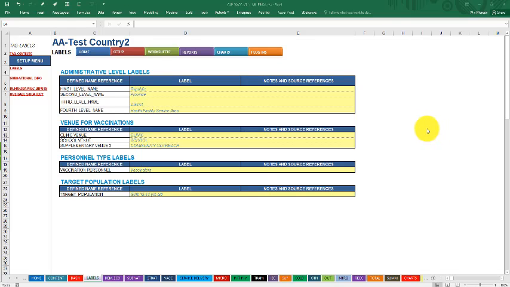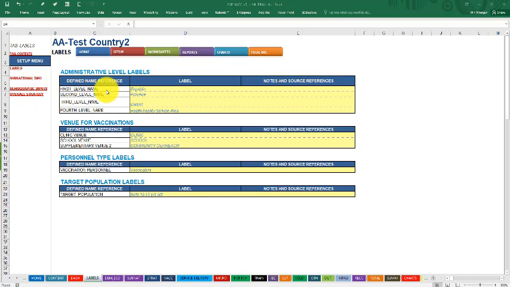This is the first sheet of the setup area of the C4P Vaccination Tool. And it has 4 areas that you're going to need to fill out. The first one is administrative level labels.